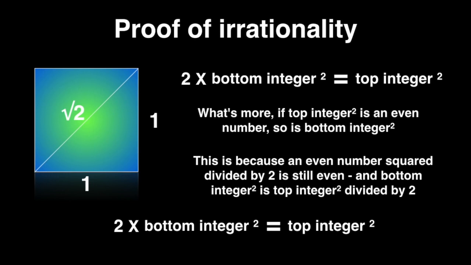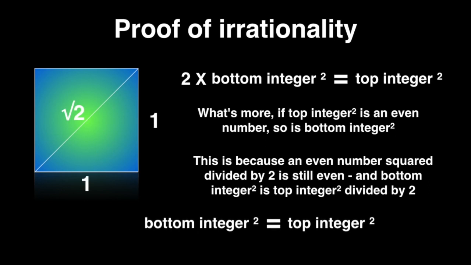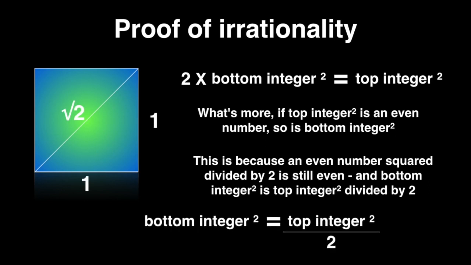So 2 times bottom integer squared equals top integer squared. What's more, if top integer squared is an even number, so is bottom integer squared. This is because an even number squared divided by 2 is still even, and bottom integer squared is top integer squared divided by 2. So take a look at that formula down there. 2 times bottom integer squared equals top integer squared. What we're going to do is divide that by 2 on each side. So there's the bottom integer squared equals top integer squared divided by 2.